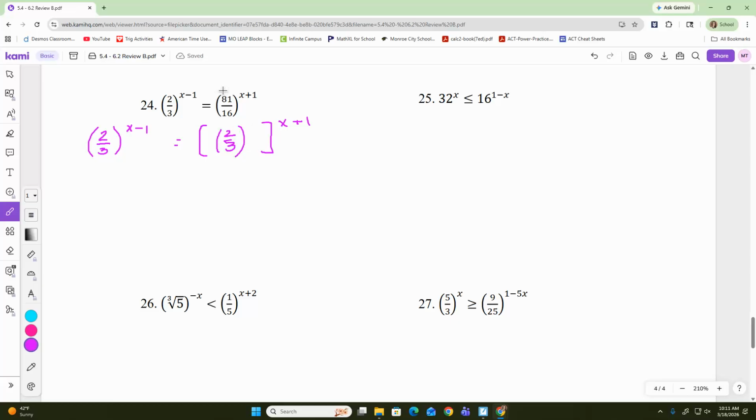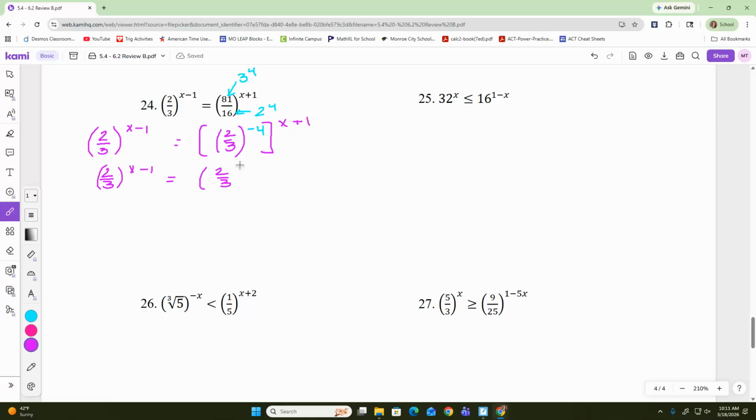All right, so let's look up here. 81. 81 is 3 to the 4th. Okay, 16 is 2 to the 4th. So it's to the 4th, but it's flipped. That's the 3 on top and the 2 on bottom. How do we flip it back? My exponent has to be in -4. So we get 2/3 to the x minus 1 equals 2/3.